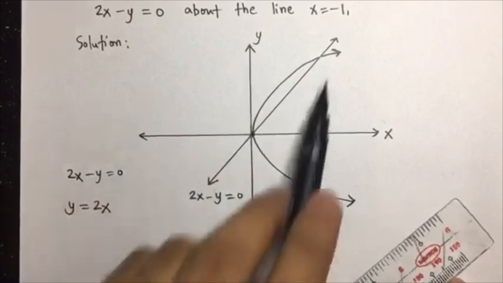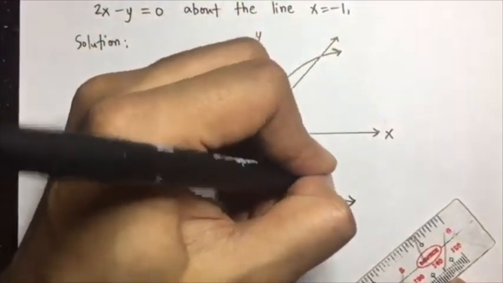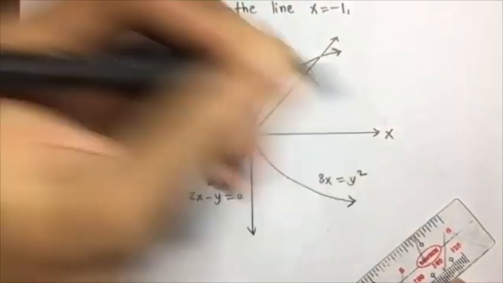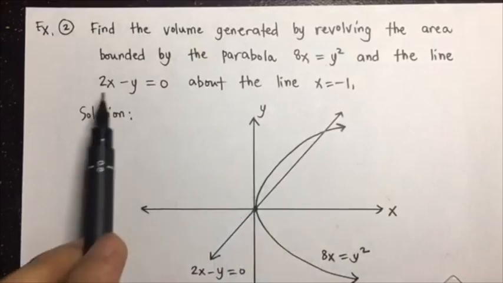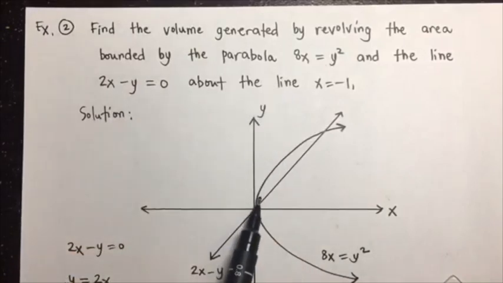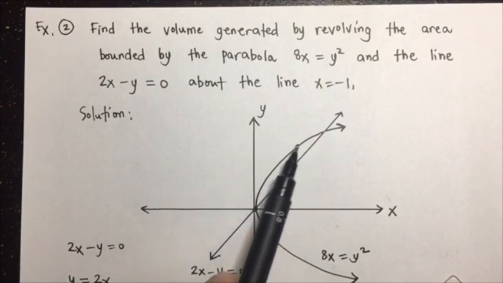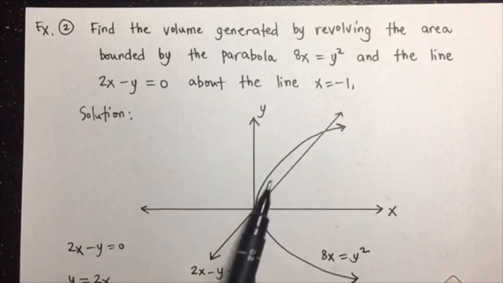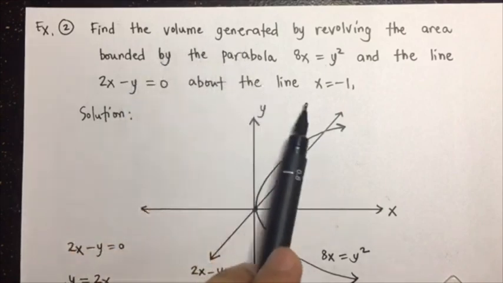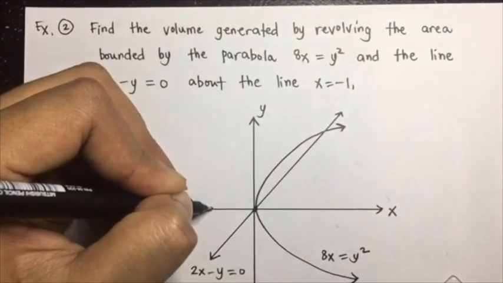And then this parabola is 8x is equal to y squared. The area bounded by those two graphs is obviously this part here. Okay, so this is the area enclosed by those two curves. This area will be revolved about the line x is equal to -1. So let's say x is equal to -1 is around here.